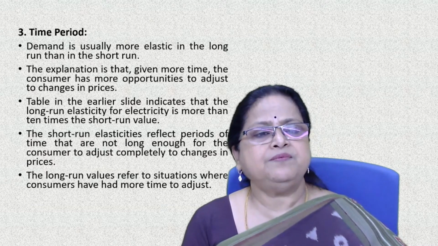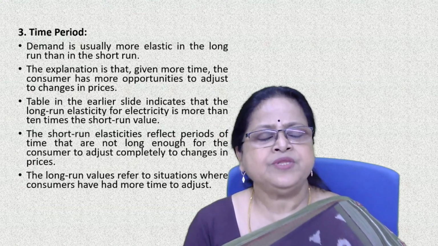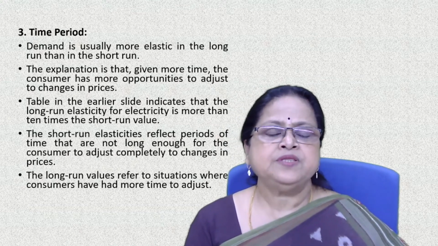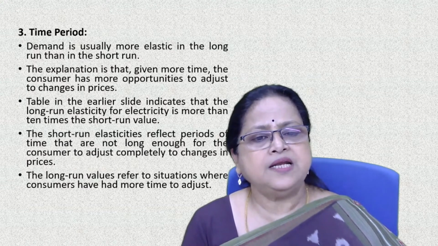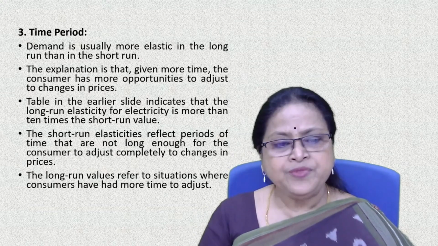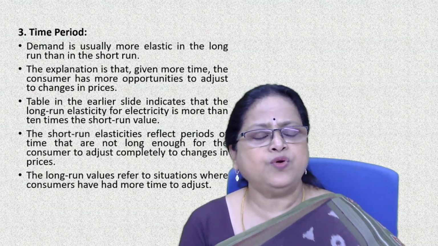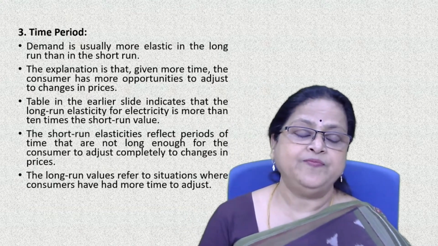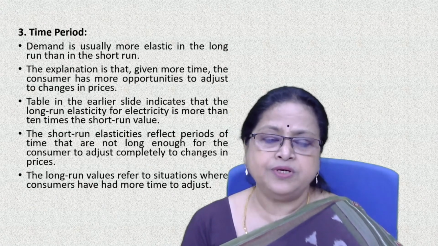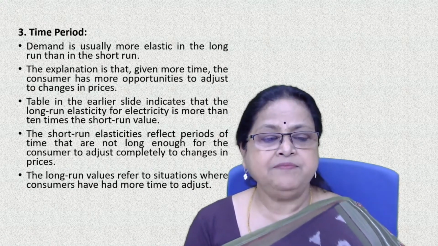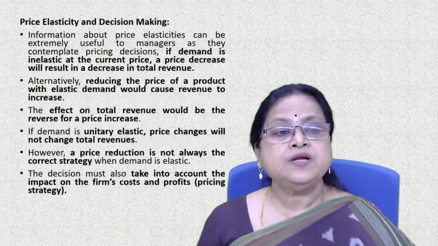Now, time period is another determinant. Demand is usually more elastic in the long run than in the short run, as we discussed earlier. The explanation is that given more time, the consumer has more opportunities to adjust to changes in prices. The table I gave you earlier, regarding electricity, shows that the long run elasticity for electricity is more than 10 times the short run value. The short run elasticities reflect periods of time that are not long enough for the consumer to adjust completely to changes in price. The long run values refer to situations where consumers have had more time to adjust.